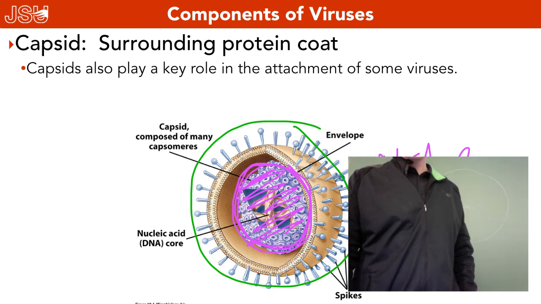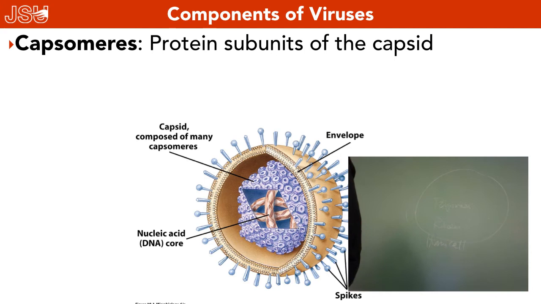Capsomeres are the individual protein subunits. So each of these little spheres here are capsomeres. Each of those little proteins is a capsomere.